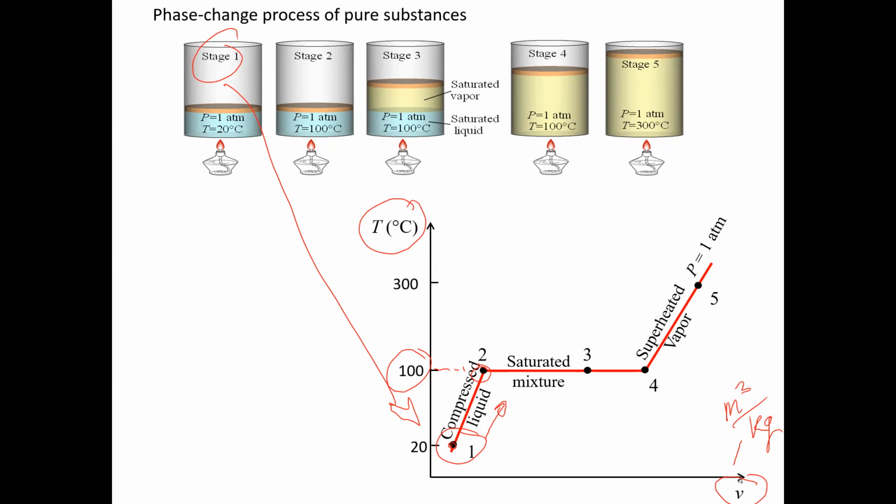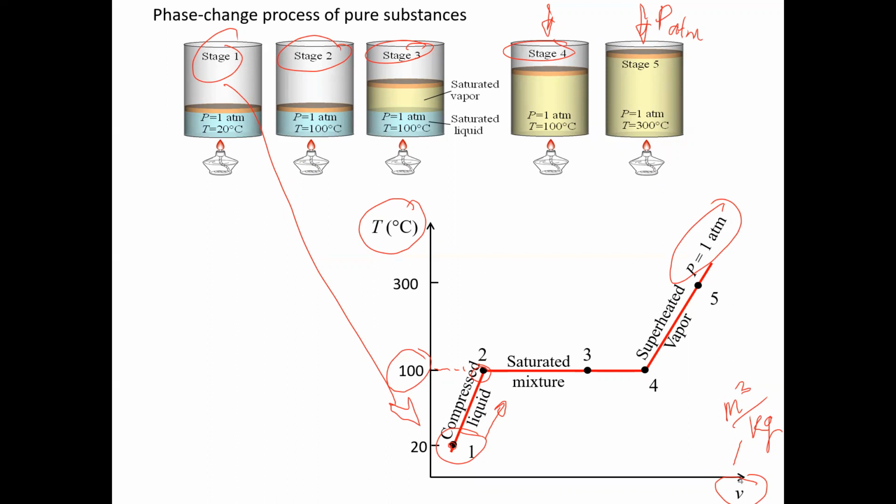Okay, because in all these cases we always have the atmosphere. We don't change the pressure. So the pressure here is fixed. As you can see here, the line represents P1, atmosphere or 1 bar or 100 kilopascal, all of them the same.